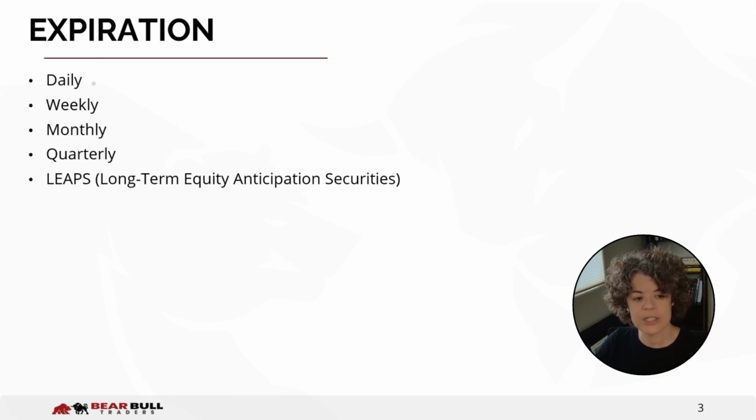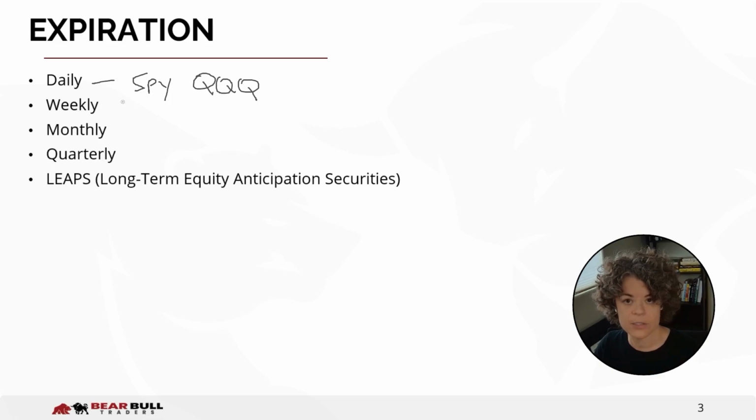So for expiration dates, we have the daily expiration, which is going to come down to a lot of the more indexes, the ETFs. So you'll see a daily expiration on things like SPY, SPX, the Qs, and so on. Weeklies you'll see on most normal stocks. So I'm talking Apple, Tesla, Nvidia, things like that. The SPY and Q expiration, even though they have a daily, will also have a weekly.